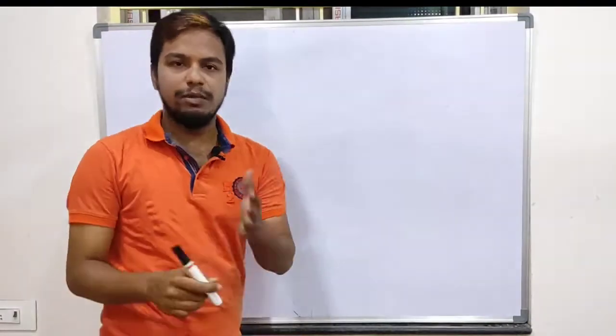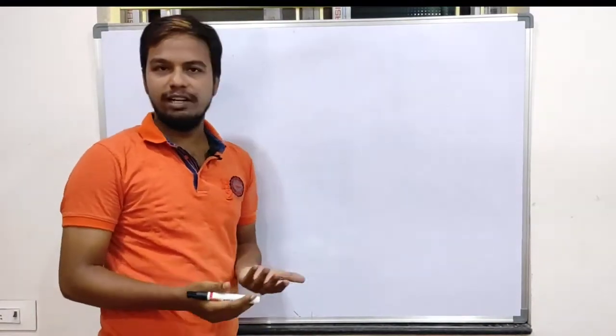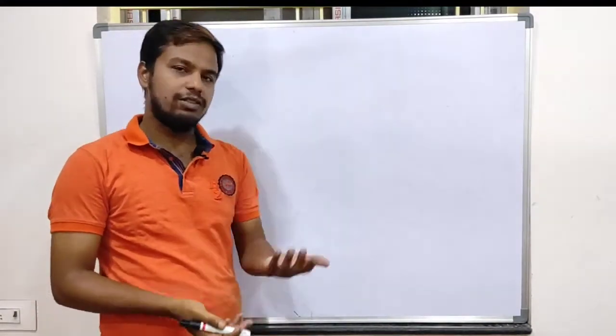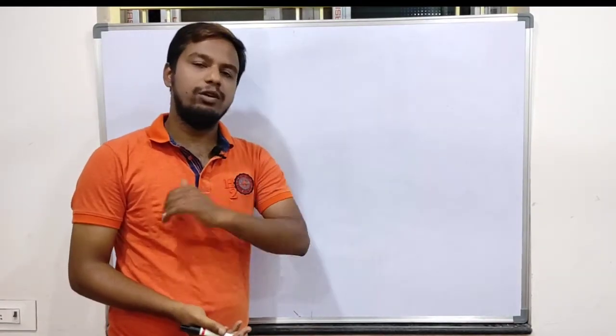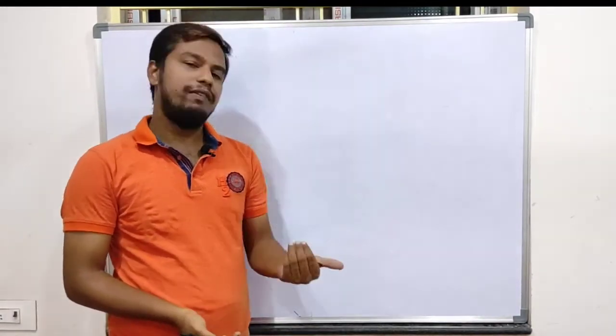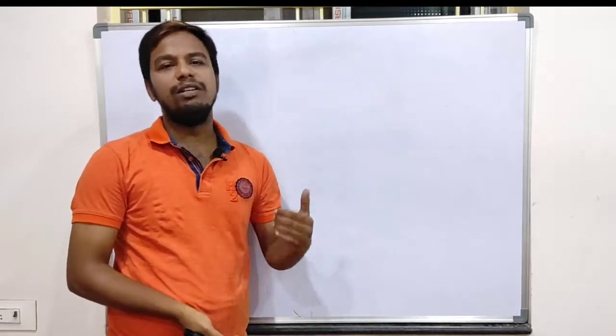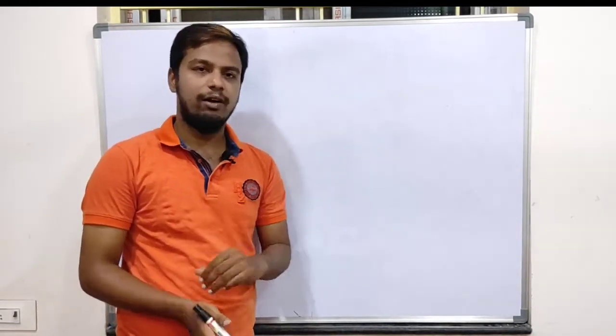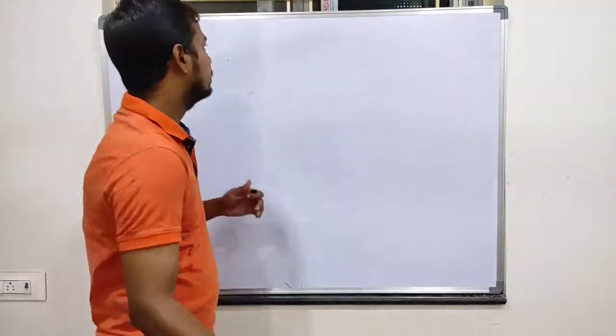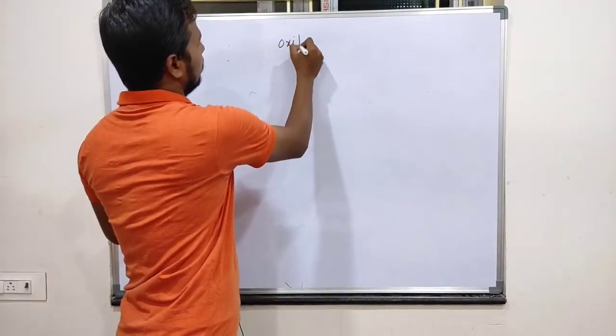So you know very well what is meant by oxidation. Everybody knows addition of oxygen is oxidation, and removal of hydrogen is also oxidation. Removal of electrons constitutes oxidation, and the formation of a double bond is also called oxidation. Let's discuss the oxidation.